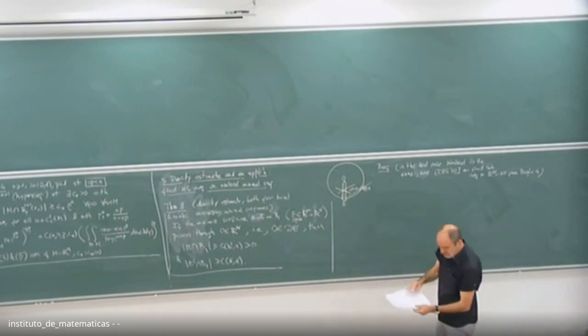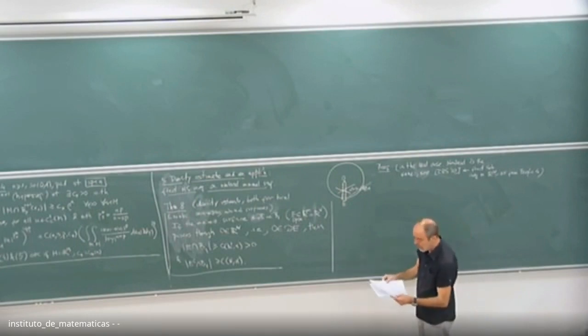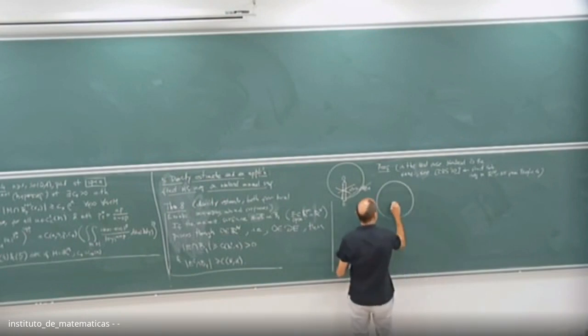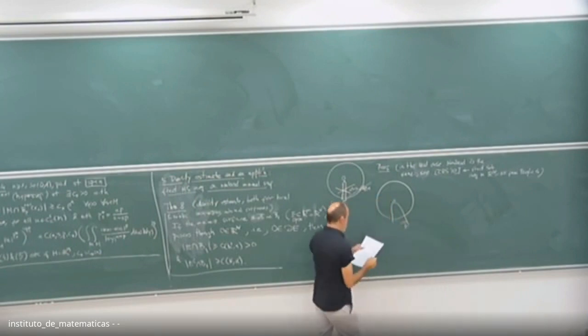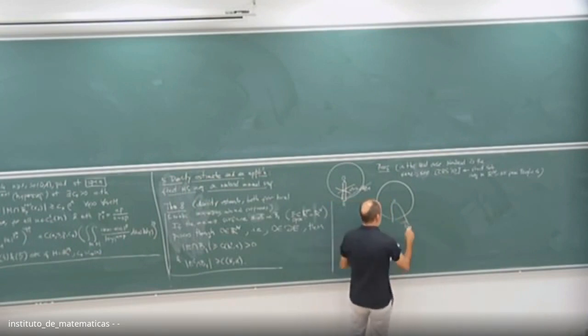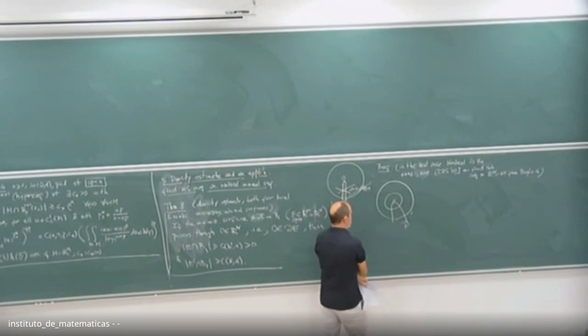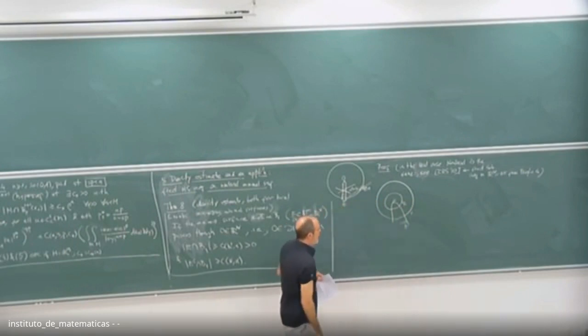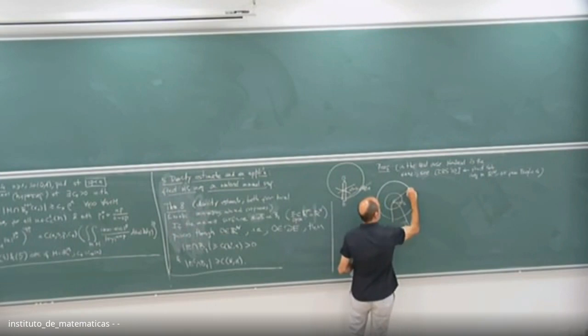I wrote here by contradiction, but there is no need for contradiction. So I keep it here because it's not wrong. But I just make a drawing. Well, I could take this drawing, but let's make another one. Here is the origin. This would be the set E inside here, okay? And we take this to be 1. Then we will take half the ball. So this is 1/2, this is 1.